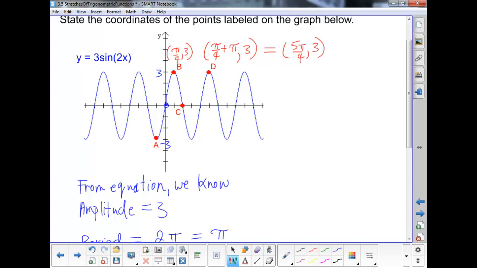For point C, that is actually 2 critical points away from the origin, so picture pi over 4 plus another pi over 4. At point C I would be at pi over 2, and since I'm on the x-axis, the y value is just 0. With point A, not doing this in any particular order, I am one critical point to the left of the origin, so my x-coordinate is negative, and I'm at a minimum, so my y-coordinate is negative. So the coordinates for A are negative pi over 4 and negative 3.